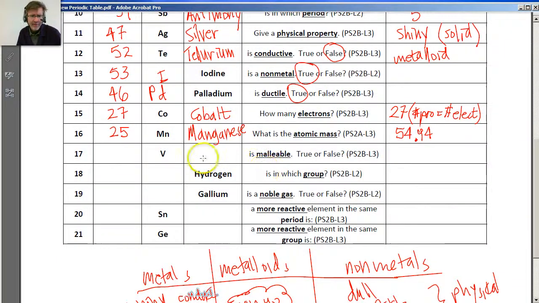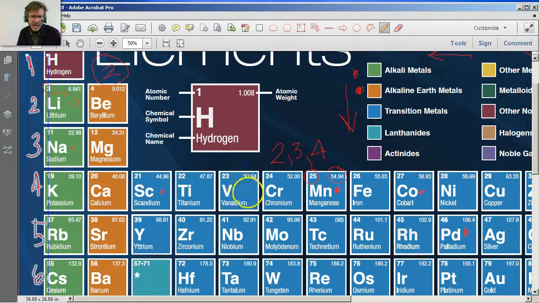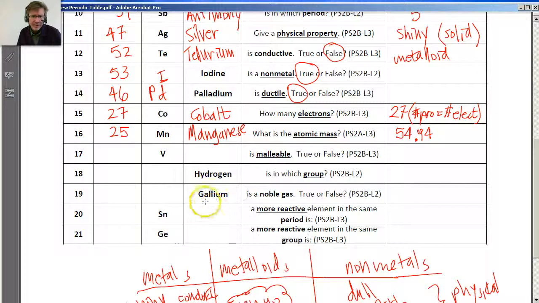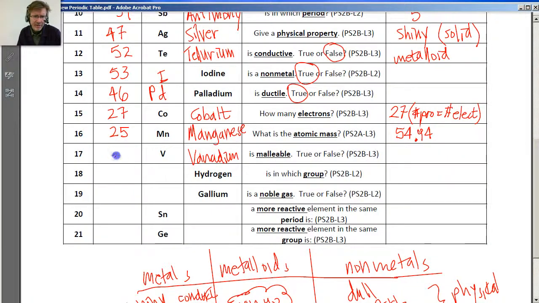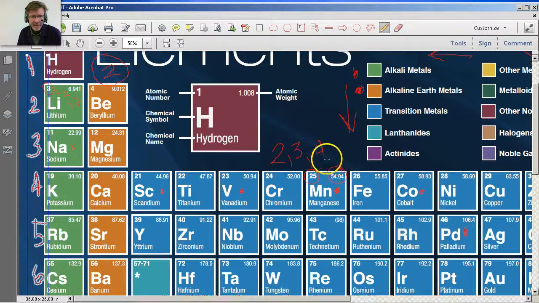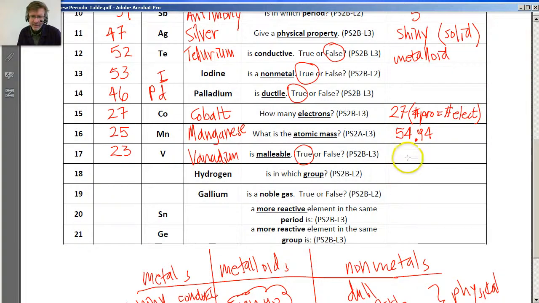Alright. Number 17, vanadium. Vanadium right next door. Number 23, vanadium. Is it malleable? Why, yes, it is. Atomic number 23. It is malleable because it's a metal, right? It's here in the metals, and so true.